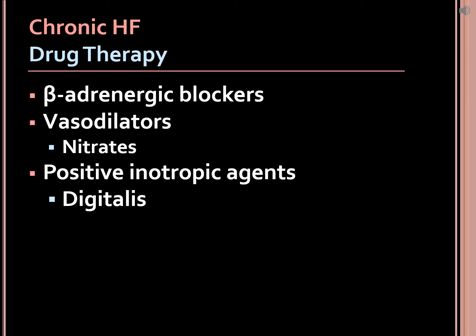Beta adrenergic blockers are another drug therapy we can use in heart failure, and they're going to block those negative effects of the sympathetic nervous system stimulation, and thus they're going to help with the oxygen consumption needs. We can use vasodilators, as we talked about, our nitrates to reduce preload, as well as the positive inotropic agents like the digitalis, which we again talked about with the acute decompensated heart failure. It takes a little bit longer to work, but it's a good long-term therapy for heart failure.